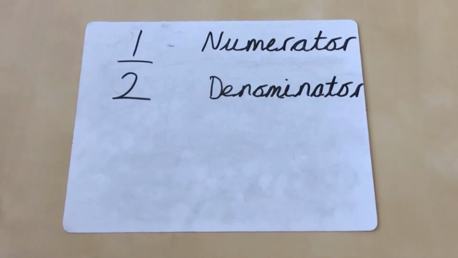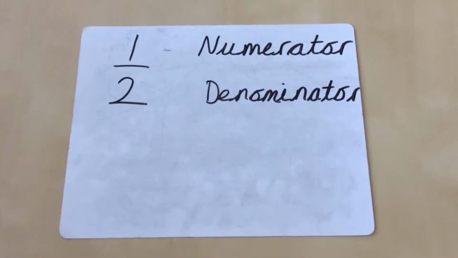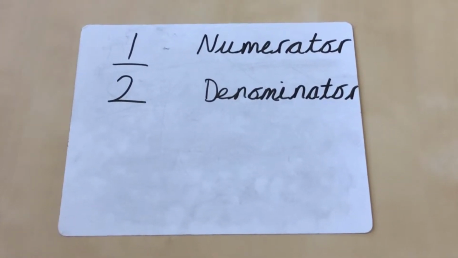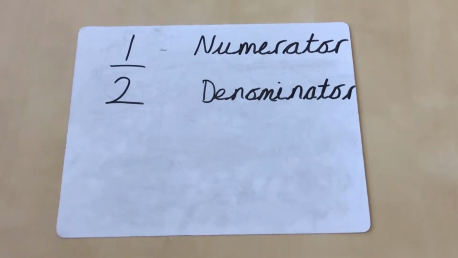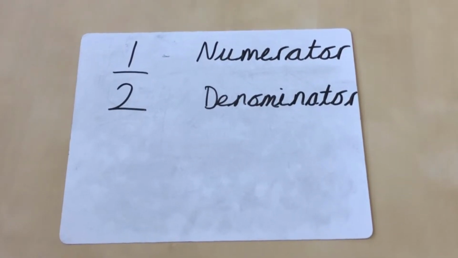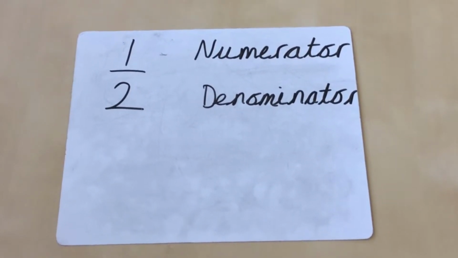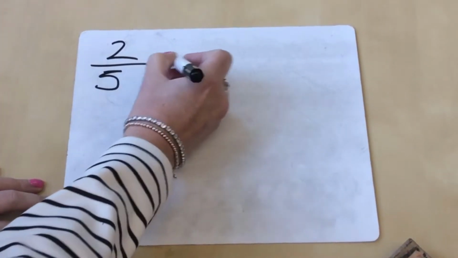Today we are going to be looking at adding fractions, but before we start we must remember that any fraction is part of a whole number. The top number is known as the numerator and the bottom number is known as the denominator. So for example, let's look at 2/5 add 4/6.